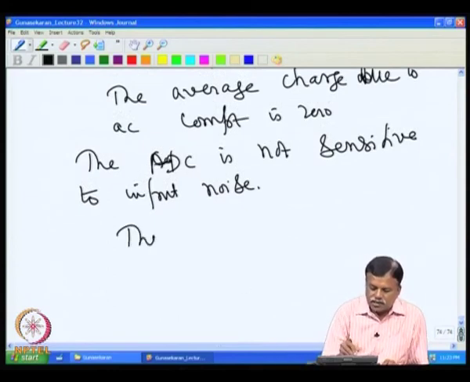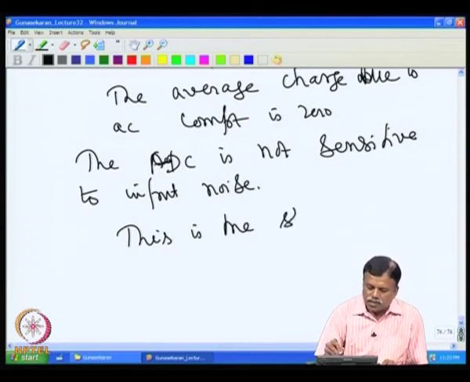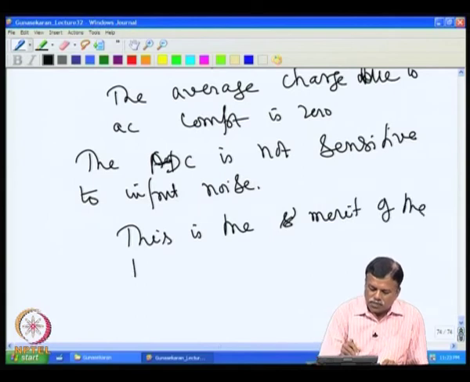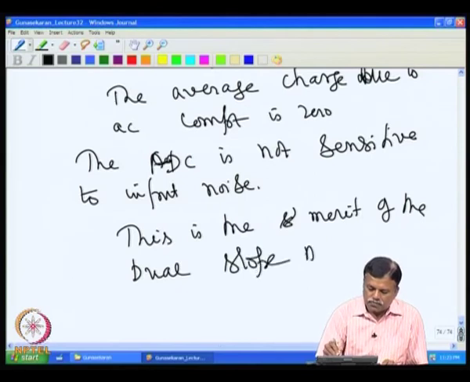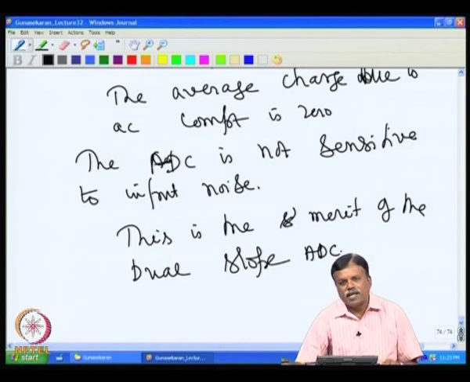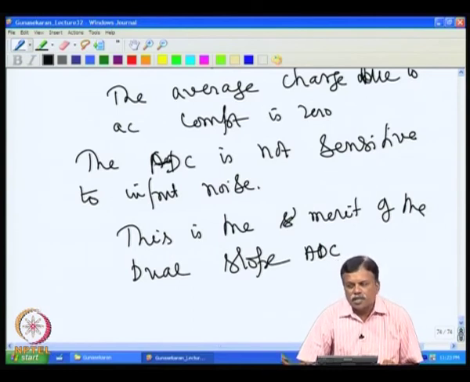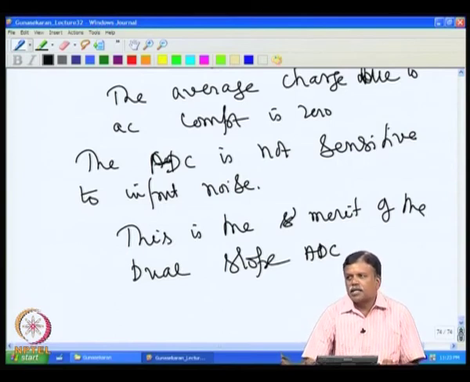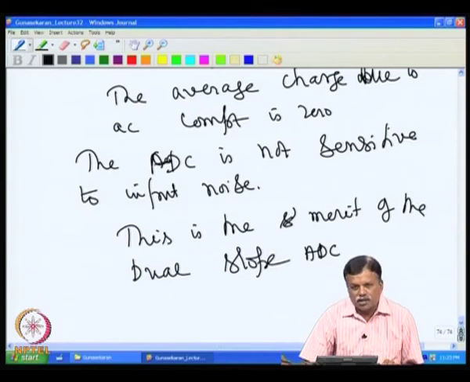This is the merit of the dual slope ADC. Of course, this is valid only if it is an integral multiple of the noise time period. Even if it is not an integral multiple, we will get some averaging, and only a very small part of the AC signal will produce output voltage, and that may not be very significant.